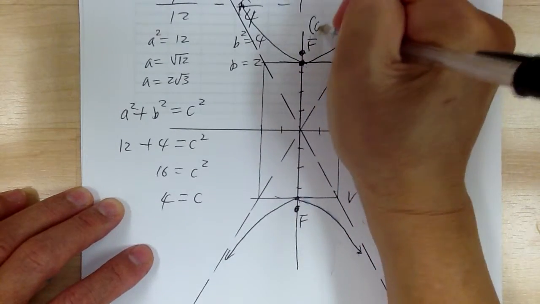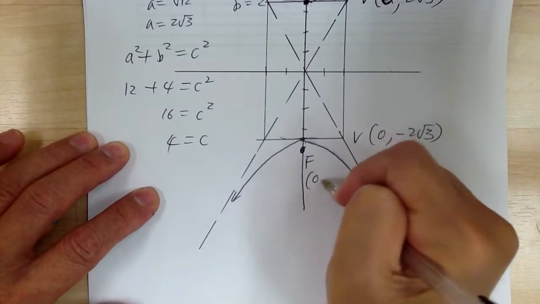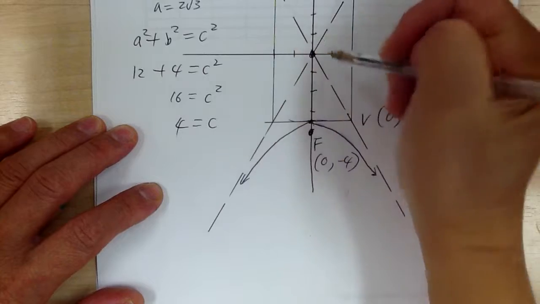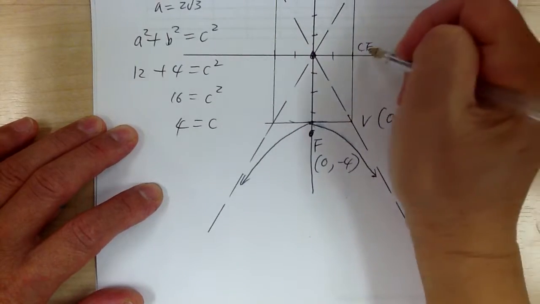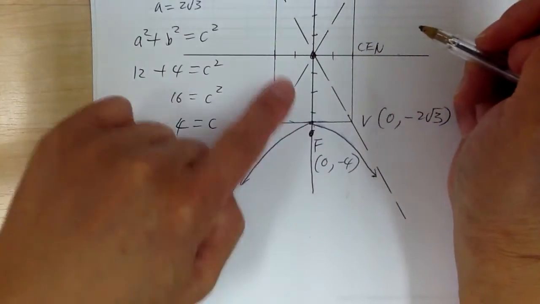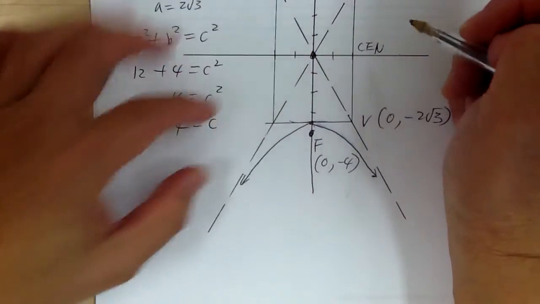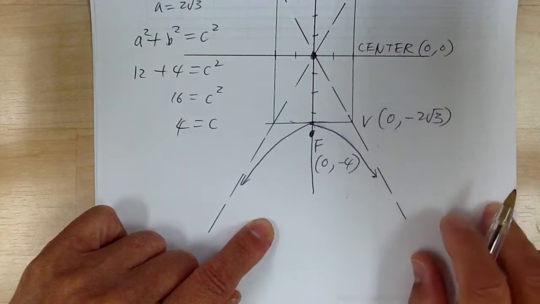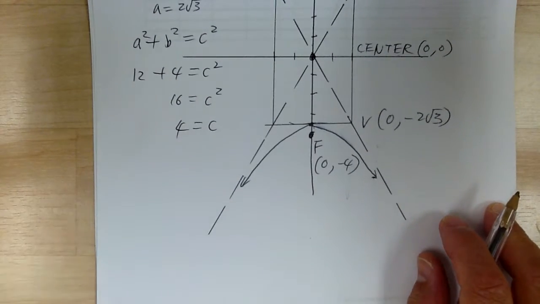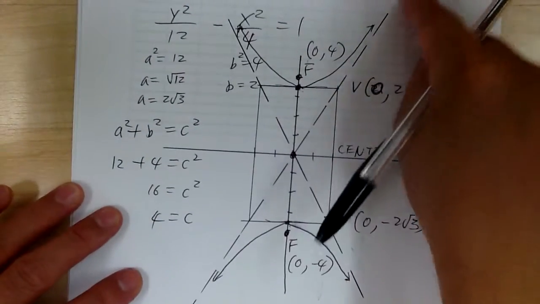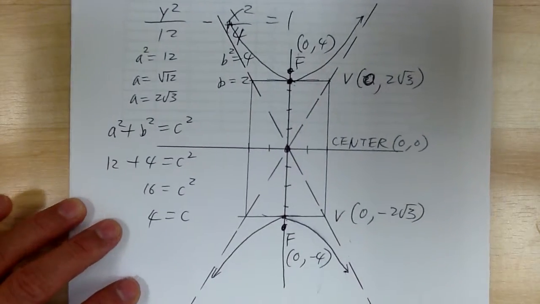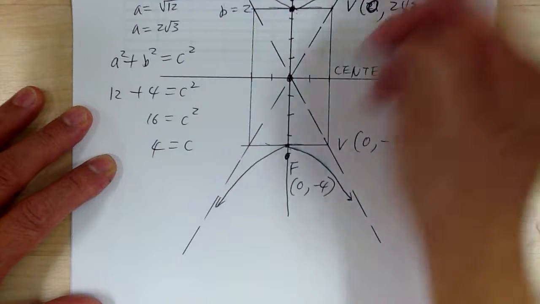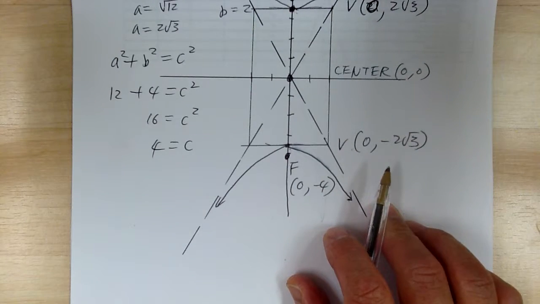And if you label, it would be 0, 4. If you label, it would be 0, negative 4. Okay, use your Pythagorean theorem. Right, again, here's your center. So the center, now don't use C for center because the C is over here. C is the distance. So you want to write out the whole word. So center is 0, 0. Okay, and that's it. So again, the dashed lines are your asymptotes. So when you're doing the graphing, make sure you draw the box and then you draw the dashed lines.